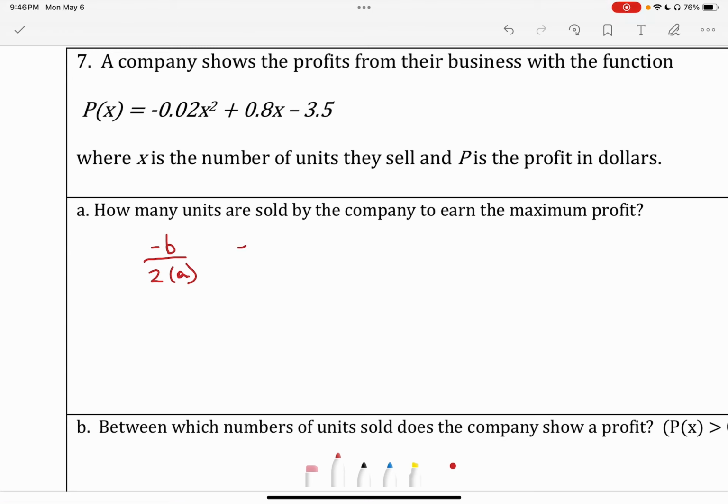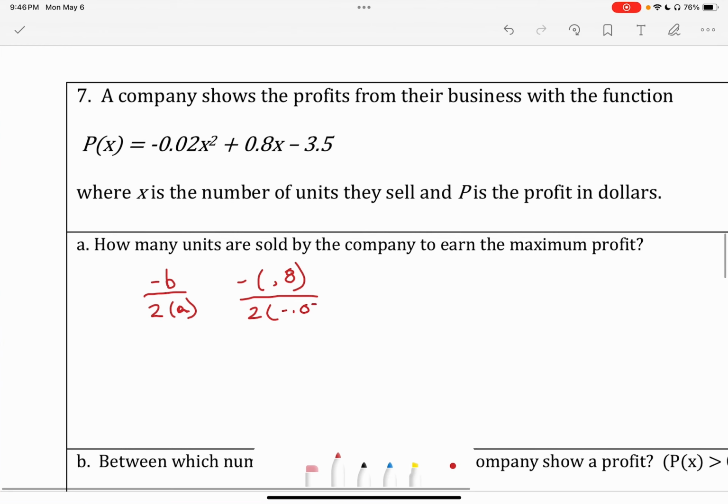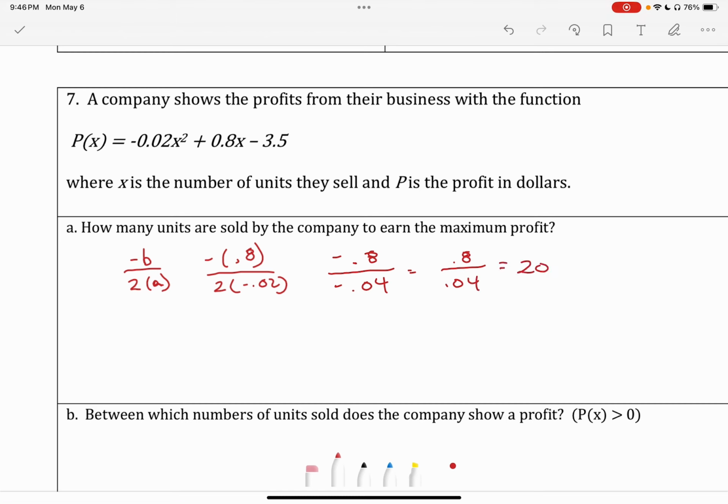The negative b would be negative 0.8, and that's on top of 2 times negative 0.02, which is negative 0.8 over negative 0.04, which is negative on top of a negative is positive, so 0.8 over 0.04, which equals 20.